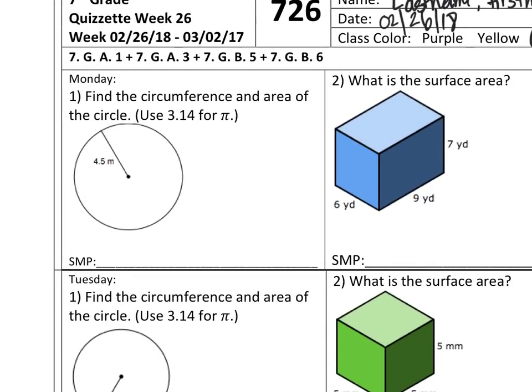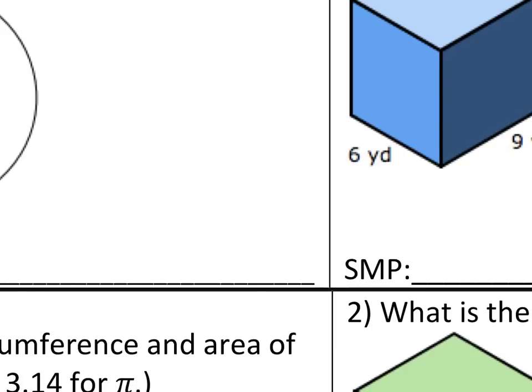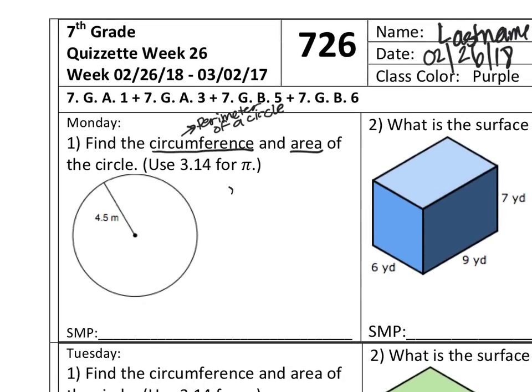Number 1 is asking you for the circumference and the area of a circle. Circumference is the perimeter of a circle, so it's the outside. The formula for circumference is C equals 2 pi r. And I'll explain that in the math notes that we will be taking later on in the week.